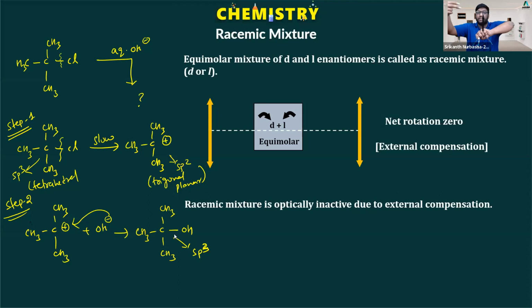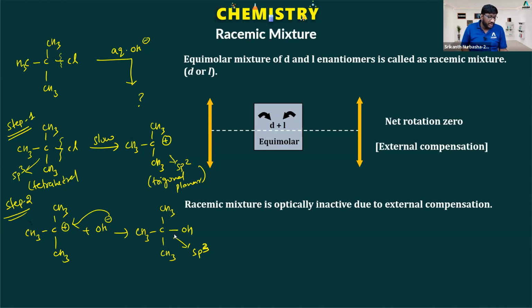The OH minus came and attacked in the same direction, so we get again the same type of tetrahedron. Retention of the product happened, same configuration. If the leaving group has been lost and the attack occurred from the bottom side, then you will have 3 methyl groups upward or inverted, and you will have the nucleophile present in this direction.